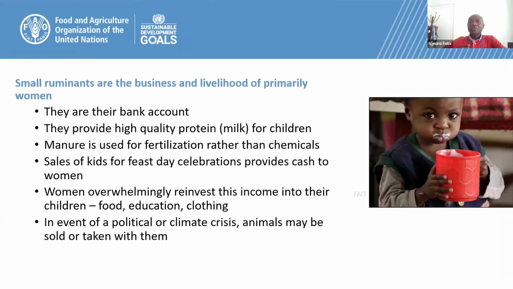But small ruminants are the business and livelihood of primarily women. Therefore, when we are talking about One Health, it is also how we interact, the connectivity. If you look at the photo on the right side, these are children whose morning life relies on milk. Without milk, these children may go through malnutrition. And this is one of the parameters that Fairouz just mentioned. It means that when looking at One Health, we also have to look in terms of nutrition.